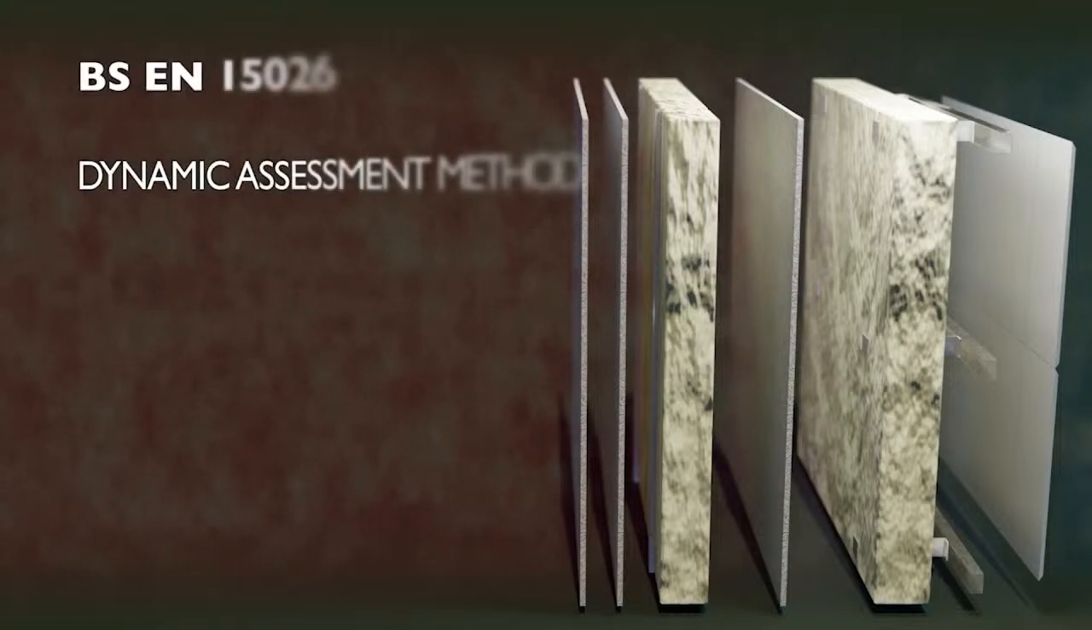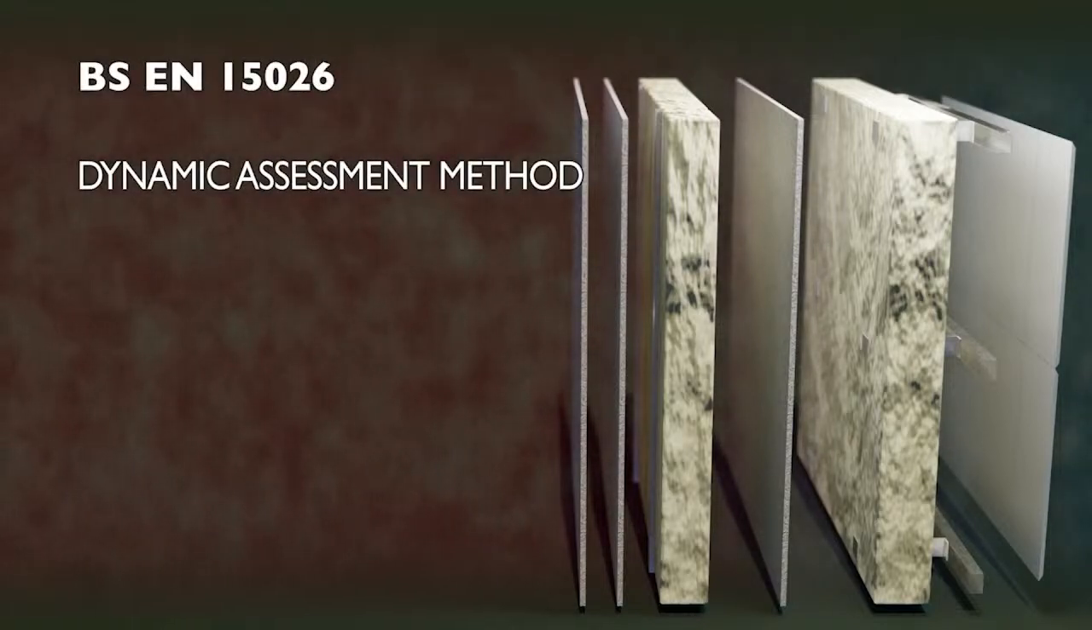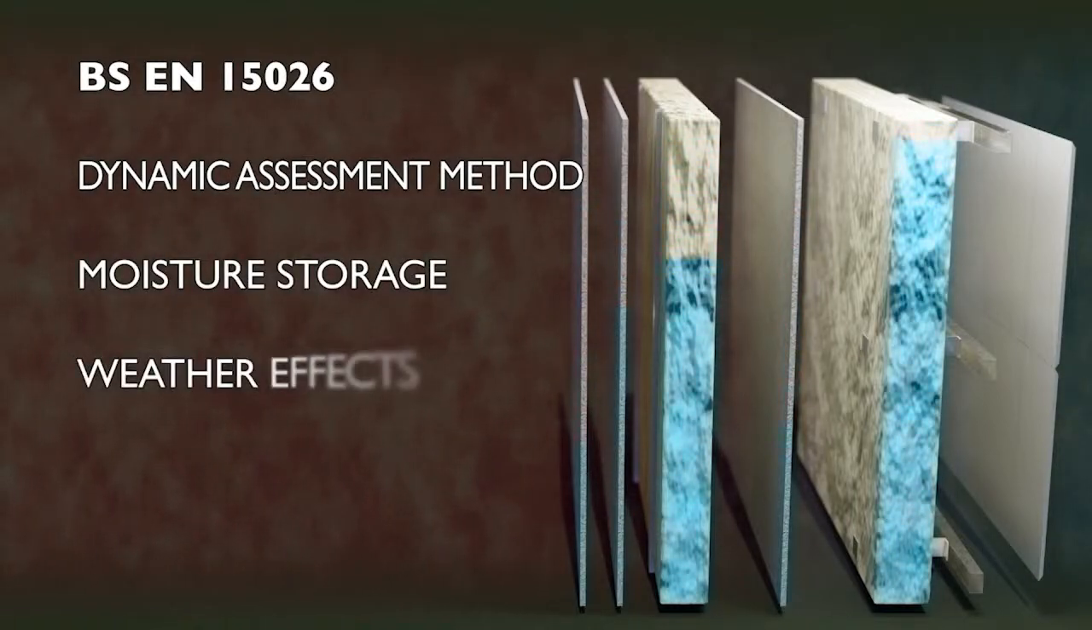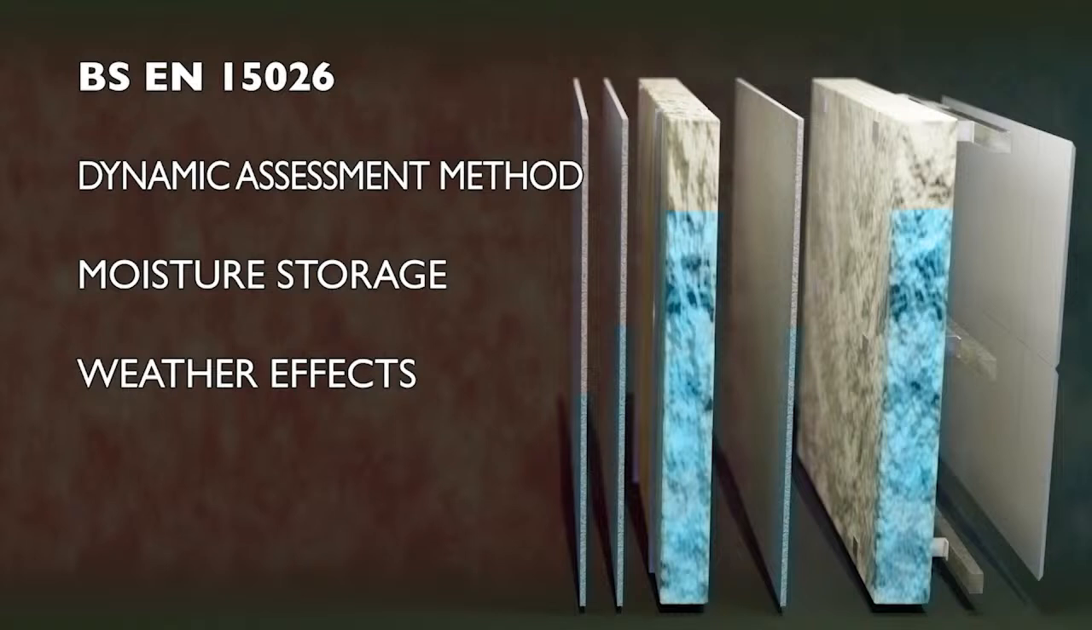BS EN 15026 method is a fully dynamic assessment which incorporates most of the physics and material effects missing from the Glazer assessment. This method can predict accurate temperature and moisture storage profiles for any part of the construction, accounting for weather effects and the movement of moisture in any direction.